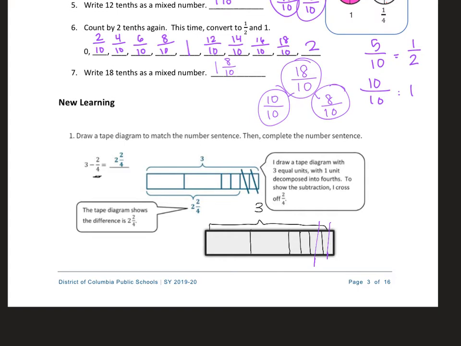All right, now what do I have left? Because that's going to be my answer. I can see that I have 2 wholes here, and I have 2/4 there. So my final answer of 3 minus 2/4 is going to be 2 and 2/4. So that is one way we're going to be solving these subtraction problems today, by using a tape diagram. Go ahead and flip to the next page.